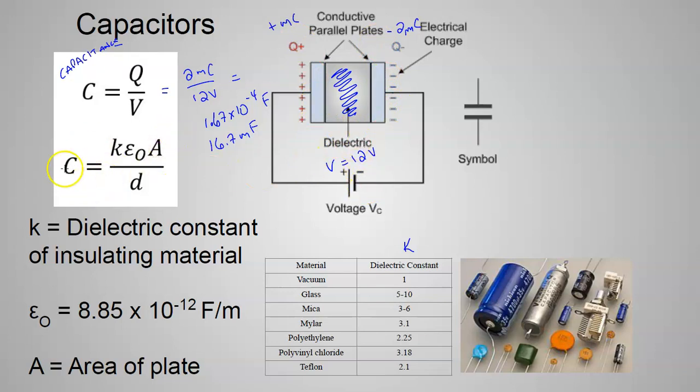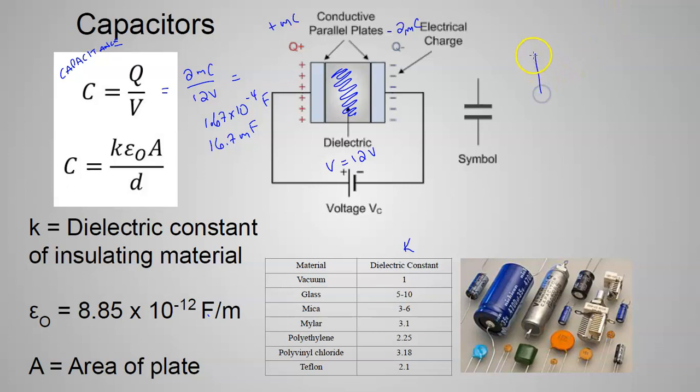Here's the formula that we're interested in. The capacitance is equal to K, the dielectric constant, times epsilon naught. That is a constant, 8.85 times 10 to the negative 12 farads per meter. It's going to fix the size. It's going to fix the units. So we always put that constant in there. And then A would be the area of the plates. So you could design a capacitor to do whatever you wanted to.